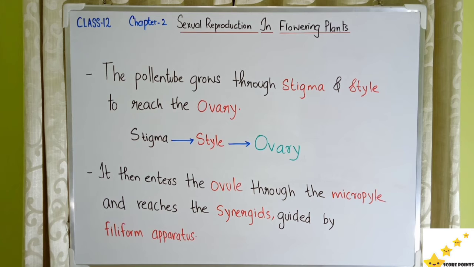After the falling of a compatible pollen onto the stigma, the pollen tube will grow through the stigma and style to reach the ovary. It then enters the ovule through the micropyle and reaches the synergids guided by the filiform apparatus.